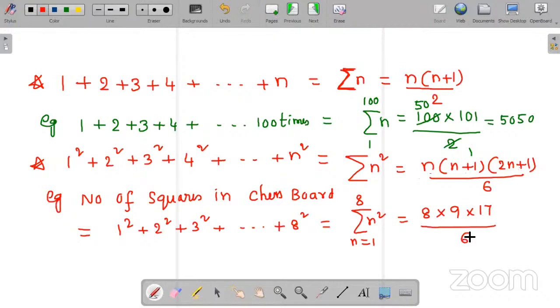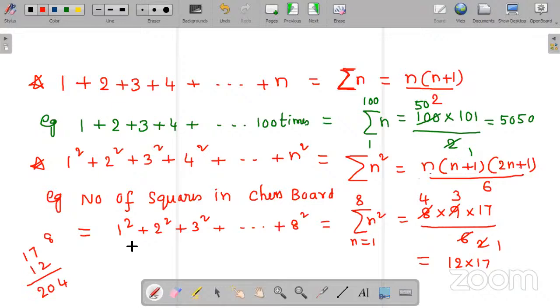So you can cancel. 3 twos are 6, 3 threes are 9. So now 2 fours are 8. That will be 12 times 17. 17 into 12, 12 sevens are 84.